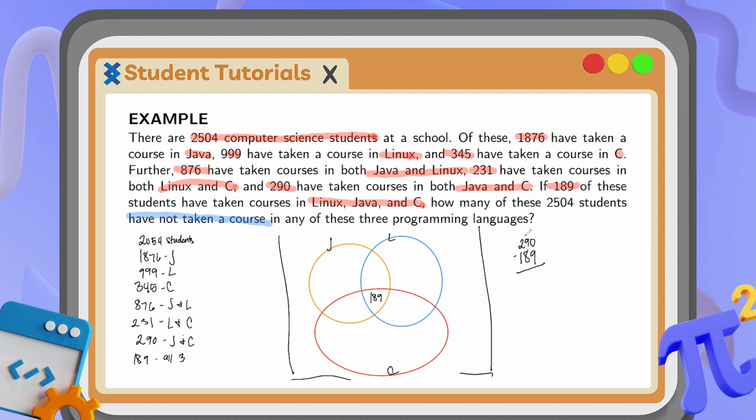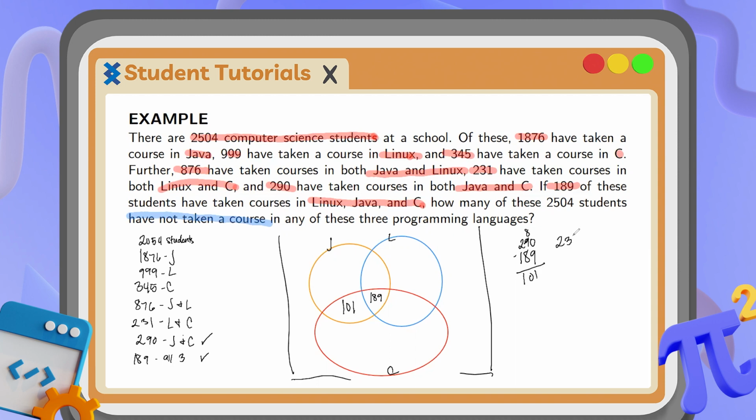which would lead you to 101 students over here. So these are the ones that took Java and C, but not Linux. And then we solve for the next one. So we're done with this and this. We solve for those that took Linux and C, but not Java.